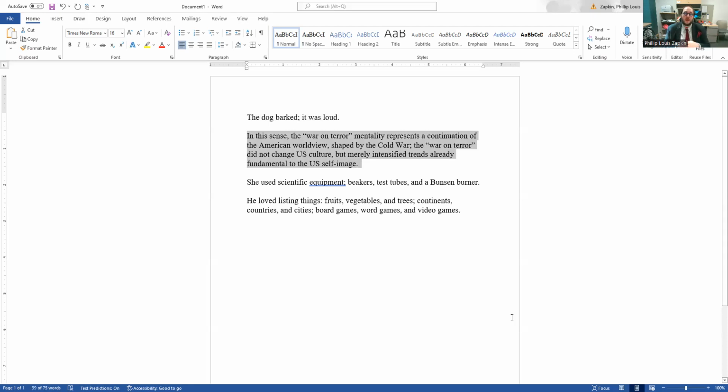So this second sentence here is actually from a paper that I published several years ago now. "In this sense, the war on terror mentality represents a continuation of the American worldview shaped by the Cold War; the war on terror did not change U.S. culture, but merely intensified trends already fundamental to the U.S. self-image." In this case, again, we've got two sentences, each of which, these are more complex sentences, is capable of standing on its own.